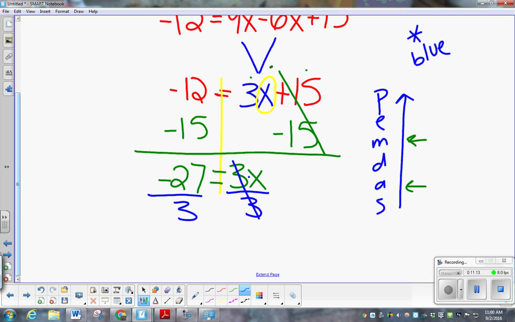3 over 3 is 1, so we are left with negative 9 is equal to x. And I'm just going to rewrite this because we like to write our variable first. X equals negative 9.